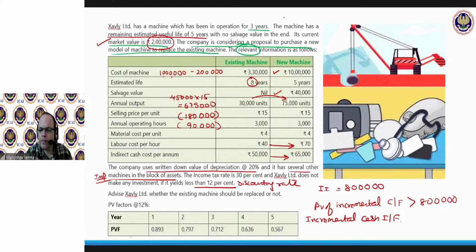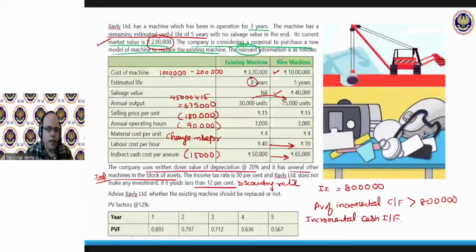Additional 90,000. We also have a straightforward incremental cost in terms of indirect cash cost of 15,000 here. So the biggest question in front of us is, what is the incremental depreciation, guys? We have to calculate the tax shield on the change in depreciation. So what will be the change in depreciation? Let's try to understand that part.